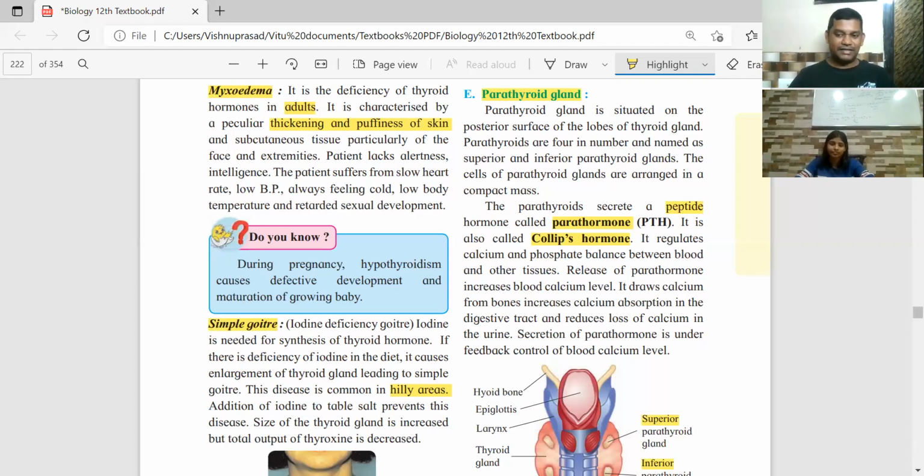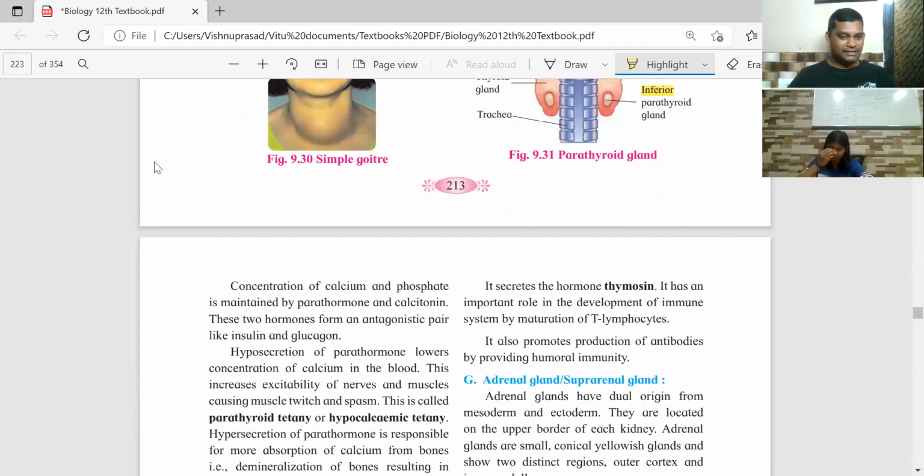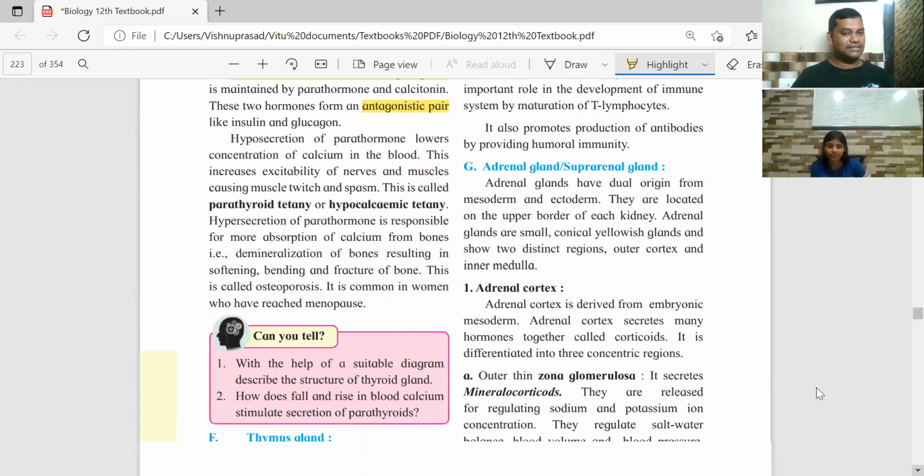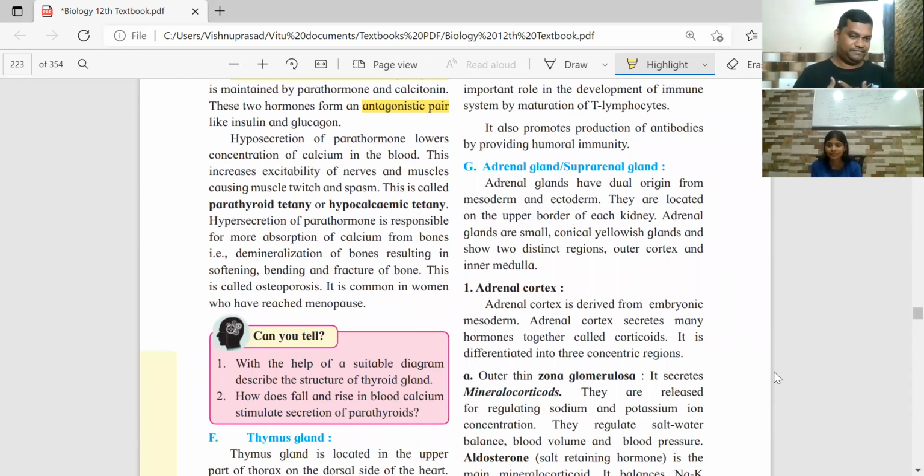Yes, clear. Understand the parathormone and the calcitonin: they are an antagonistic pair of hormones. Because of both these hormones, the concentration of calcium and phosphate in the blood is maintained. One is increasing, the other is decreasing, so because of both, the blood calcium and phosphate levels remain normal. Is it clear?